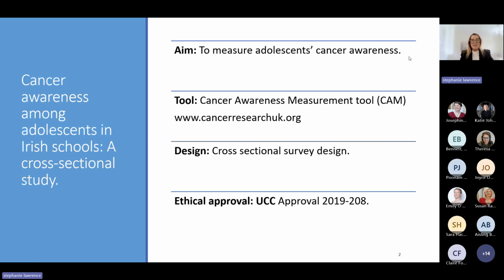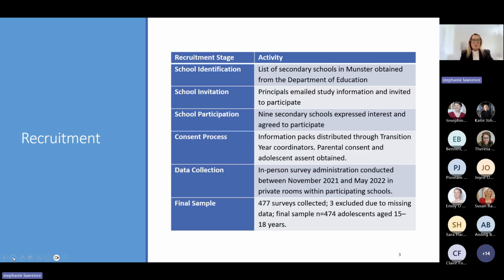So the design was a cross-sectional survey design, and we obtained ethical approval through UCC a number of years ago. So we were lucky to have succeeded in our ethical approval. Our recruitment stage involved quite a lot of key areas to consider, considering that we were collecting data from adolescents under the age of 18 years. So from a point of view of recruitment, for the schools, there's a list of schools available.